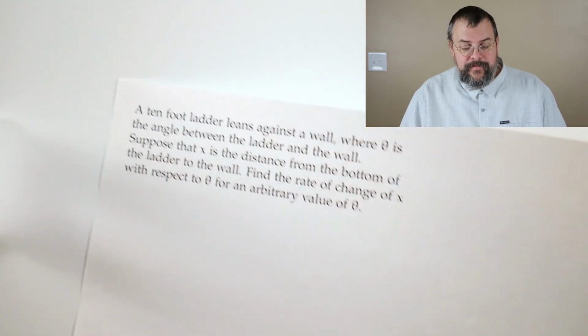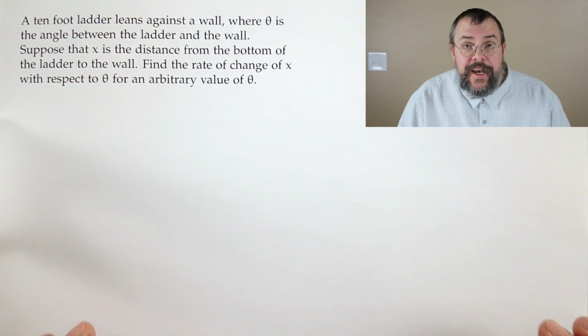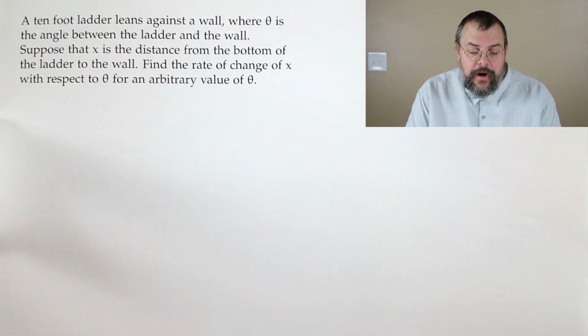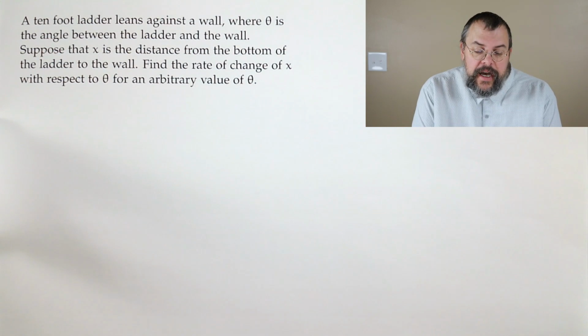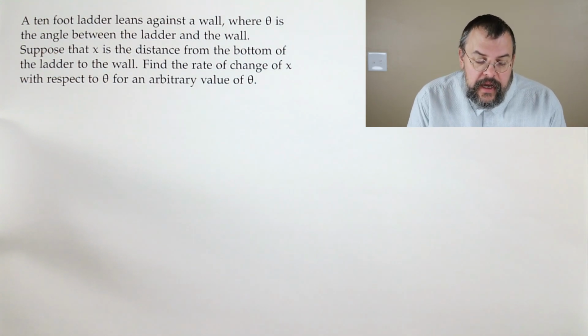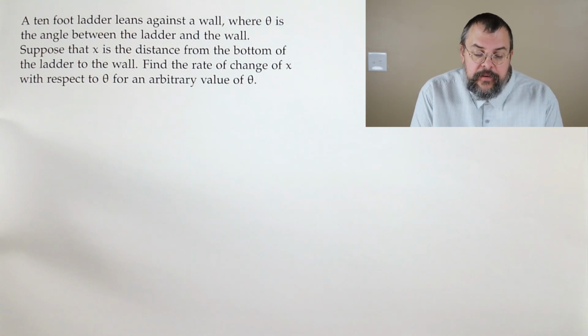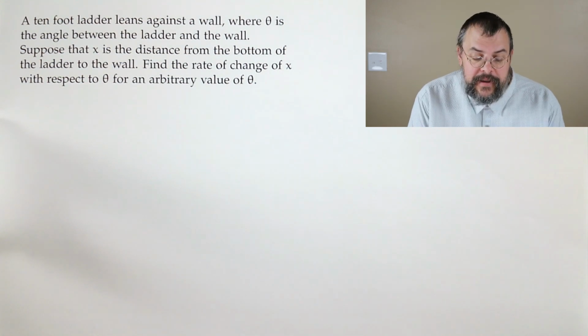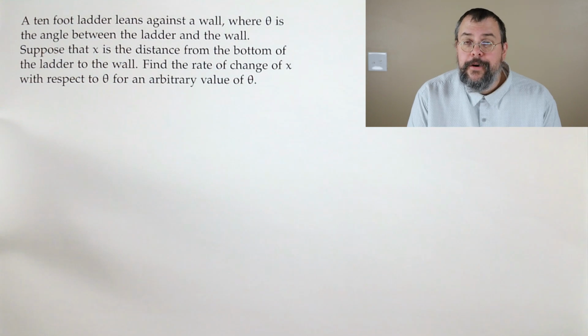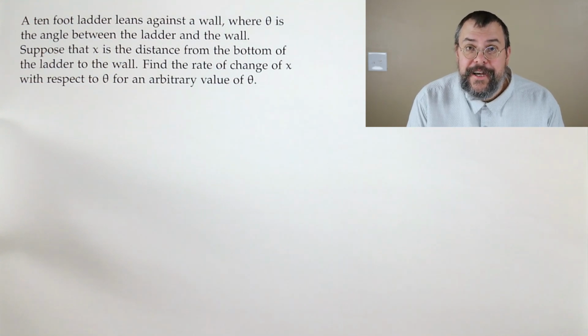Now, our next problem. A 10-foot ladder leans against a wall, where theta is the angle between the ladder and the wall. And suppose that x is the distance from the bottom of the ladder to the wall. Find the rate of change of x with respect to theta for an arbitrary value of theta.